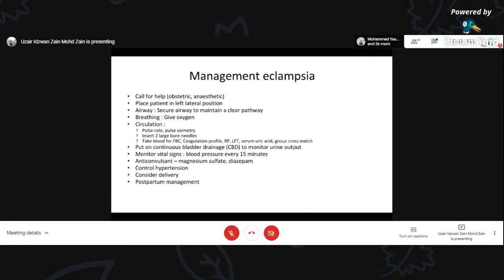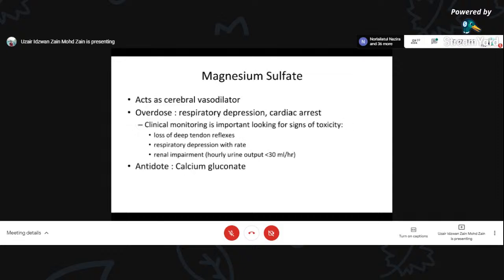Okay, for anticonvulsion, kita tak bagi diazepam lah. Okay, always magnesium sulfate unless contraindicated. Maksudnya contoh, patient ni memang epilepsy. So dia kena convulsion ni, we are not sure whether this is because of eclampsia ataupun this patient is known to have epilepsy. So in that case, diazepam is justified. But in other cases where this patient is not known to have any epileptic syndrome or whatsoever, always use magnesium sulfate. Okay, so you got to control the hypertension, consider delivery and the postpartum management.